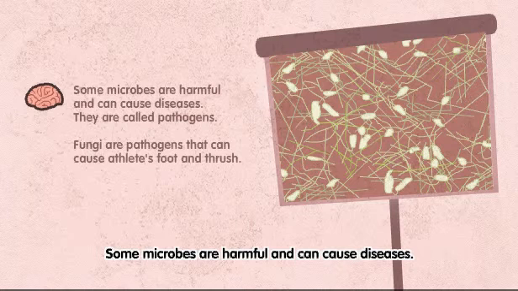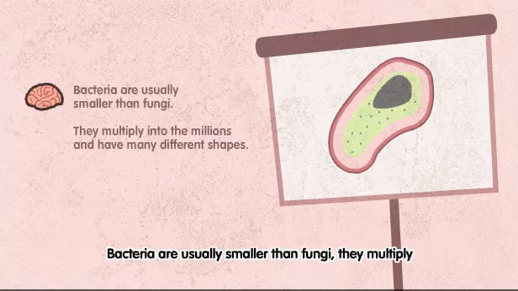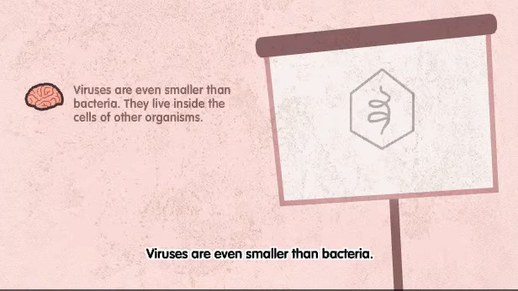Some microbes are harmful and can cause diseases. They are called pathogens. Fungus is one type of pathogen. Fungi cause athlete's foot and thrush. Lovely. Bacteria are usually smaller than fungi. They multiply into the millions and have many different shapes. Viruses are even smaller than bacteria. They live inside the cells of other organisms.